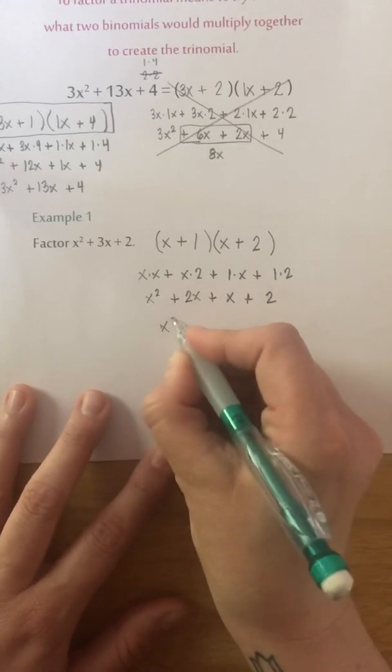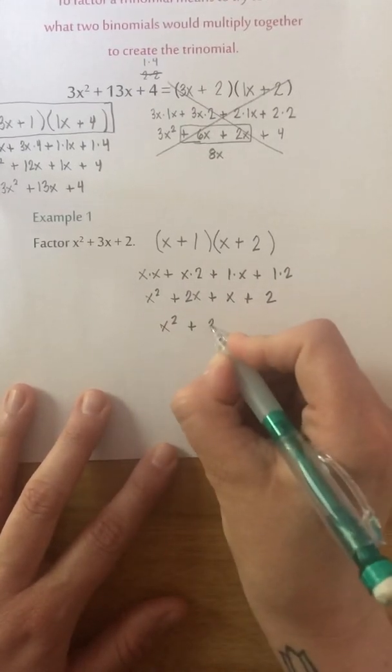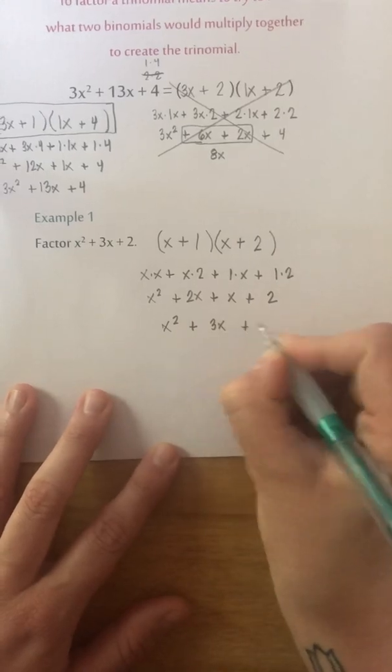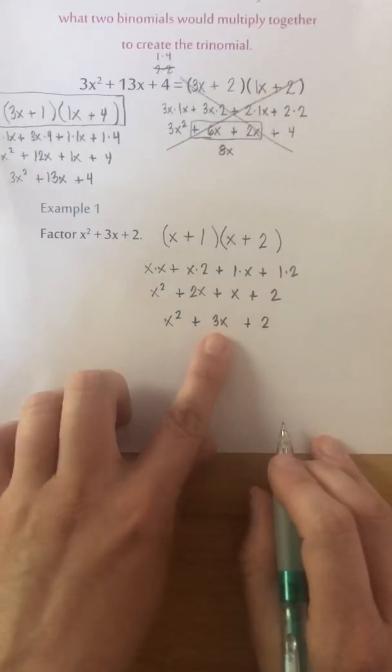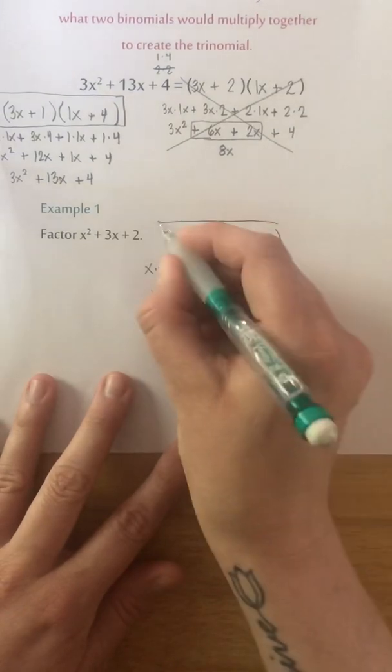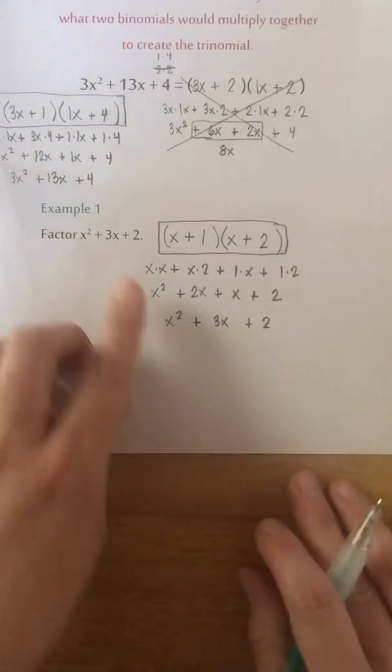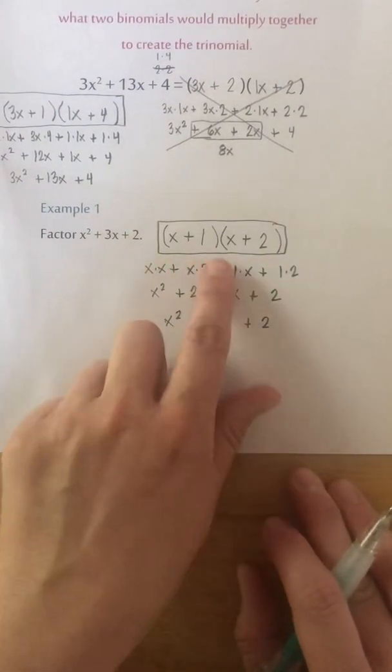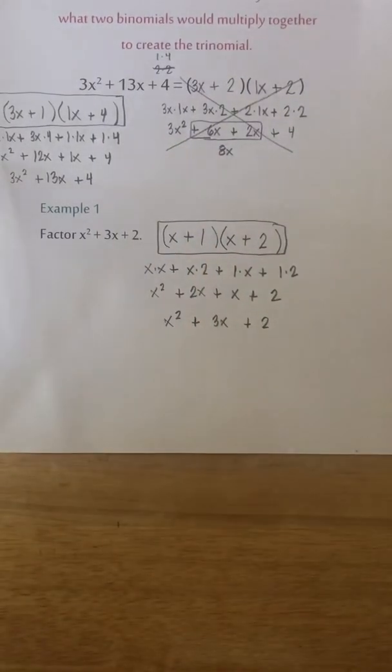And when we combine the 2x and the 1x in the middle, that leaves us with 3x, which is perfect because that matches up with what we had. So this would be our answer. This is the work to prove that our answer is correct, but this right here is the actual answer.